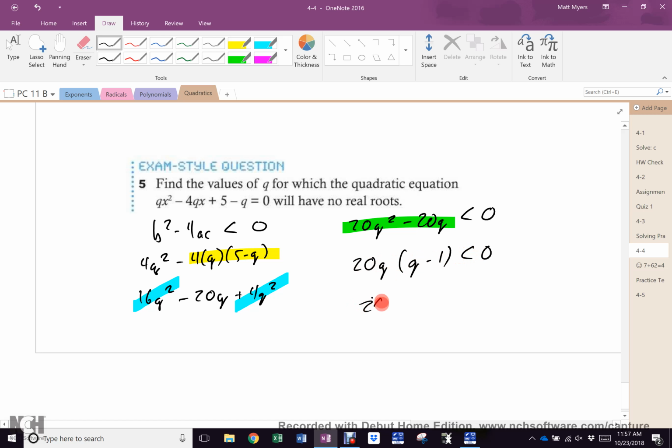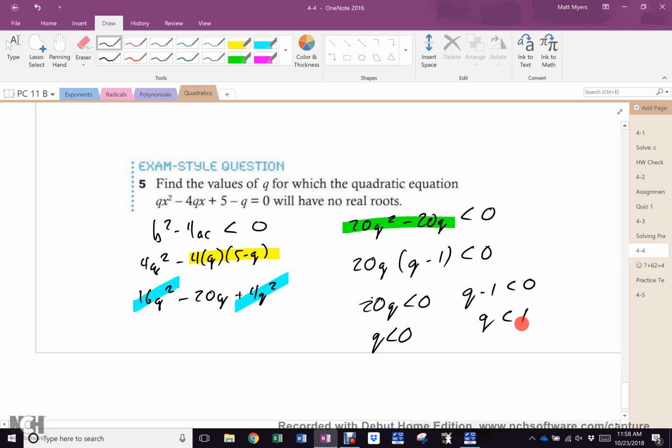So either 20Q has to be less than 0. What's the only way to solve that? How do I get rid of this 20? Divide. So Q has to be less than 0, yes? Okay. Or Q minus 1 has to be less than 0. So Q has to be less than 1, yes? Is everybody cool with that?